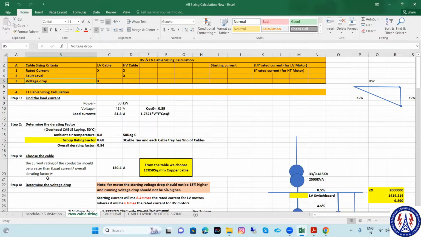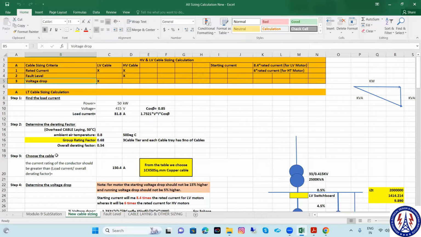Now, whenever I'm sizing the LV cable, I will consider two things: one is the rated current and second one is the voltage drop. I will avoid the fault level condition; the reason I will tell later. For the ST cable sizing, I will take the current and the fault level. Remember, whenever the word fault level is coming, we have to determine the minimum cross section. My cable should be able to provide that cross section.